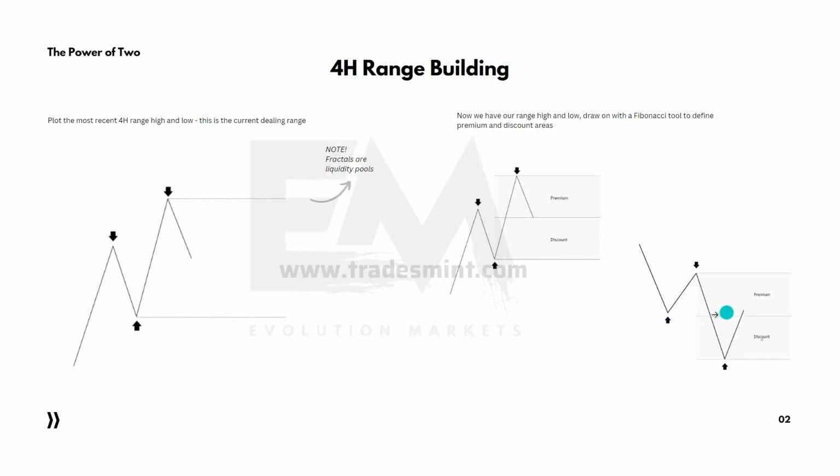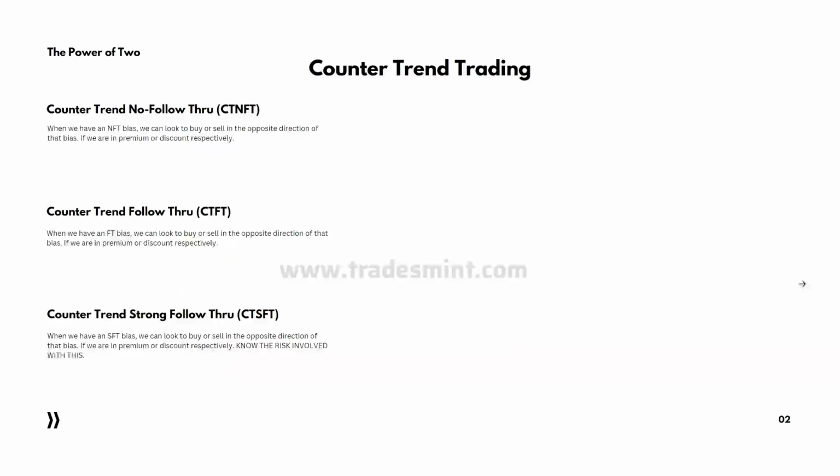Same with, for example, this here. If we had an NFT on this fractal low, we'd be looking for buys in discount. We can capitalize on sells in premium if it all aligns up. Counter trend trading is almost taking those directional biases and flipping them on their head. So when we have an SFT bias, we can look to buy or sell in the opposite direction of that bias. Again, a common pattern here.